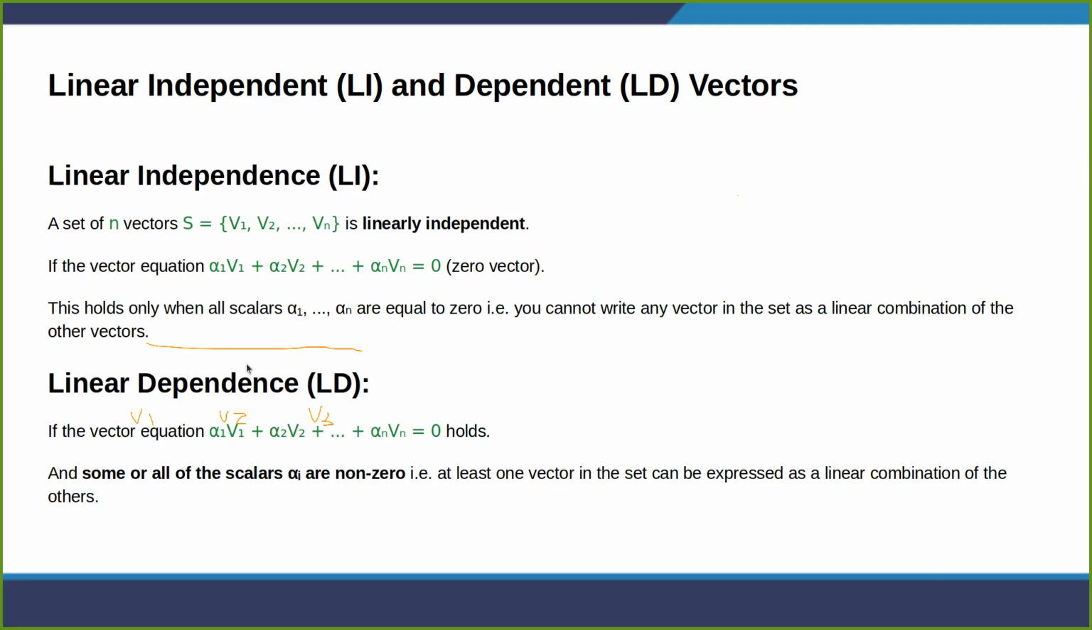For linear dependence, the same vector equation equals the 0 vector, but some or all of the scalars are non-zero. For example, alpha 1 can be 1 and alpha 2 can be minus 1, and if the result comes out to be the 0 vector, then it's linearly dependent, like they depend on each other. This we can't have. We want linear independence.